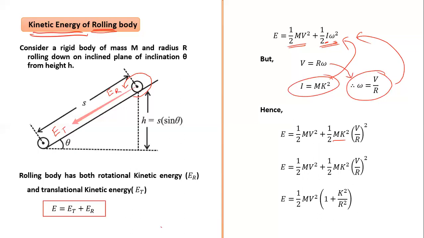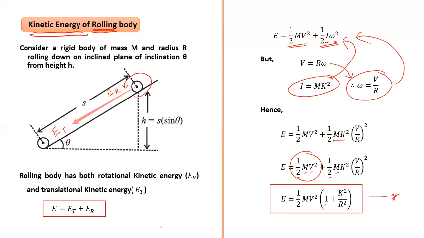After that, we can take mv square common. So here half is common, m is common, v square is common. So here also half m and v square. So we have taken half mv square common. So here the total term comes outside, so only one plus. So this half is gone outside, m is also outside, v square outside. So we get k square by r square in a bracket. So we get this expression, and this expression represents kinetic energy of rolling body.